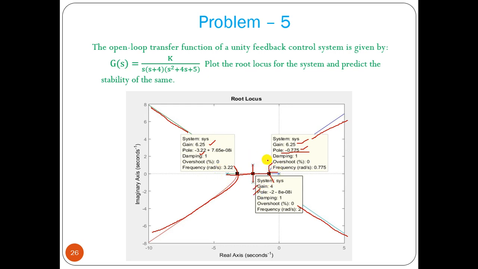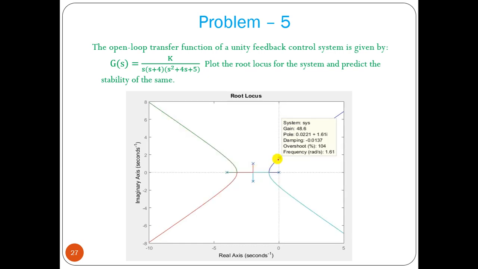Okay, so in this problem we can see we have three breakaway points, and all three points are basically real numbers. In the previous problem we observed we have three breakaway points, one real, two complex. So this is how we have to solve this kind of problem.